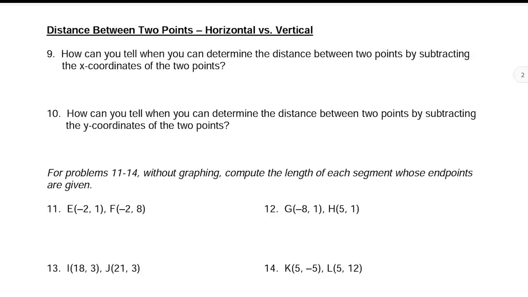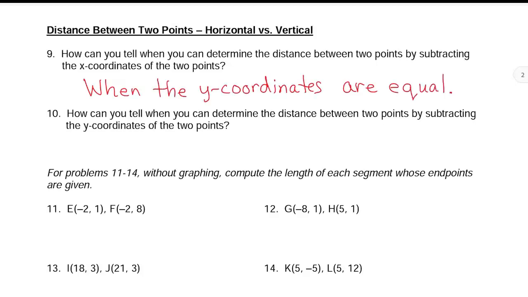How can you tell when you can determine the distance between 2 points by subtracting the x coordinates? I can subtract the x coordinates when the y coordinates are equal. How can you tell when you can determine the distance between 2 points by subtracting the y coordinates? That is when the x coordinates are equal.